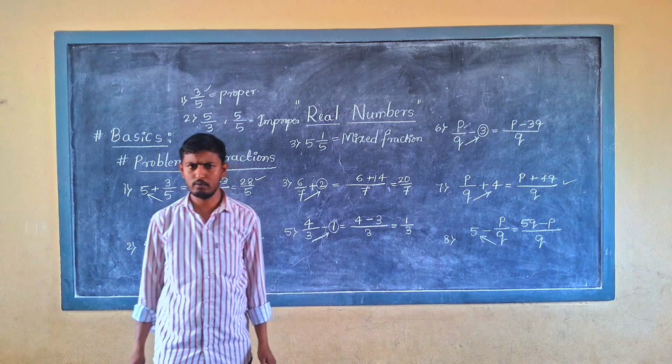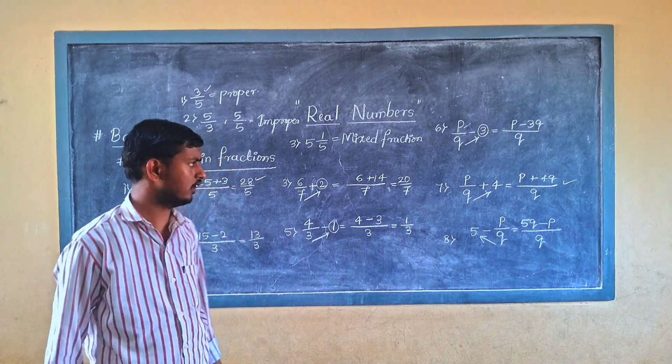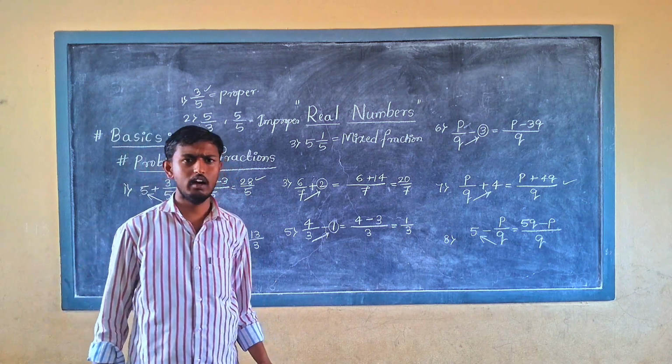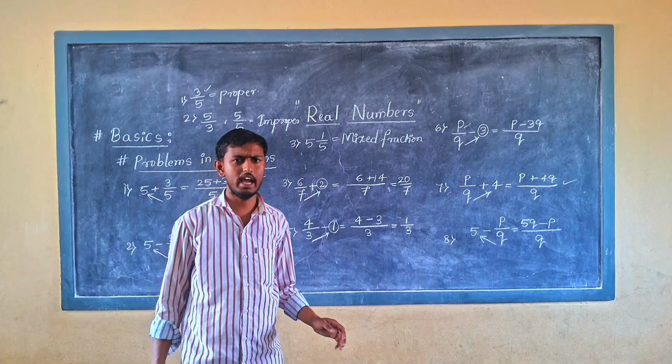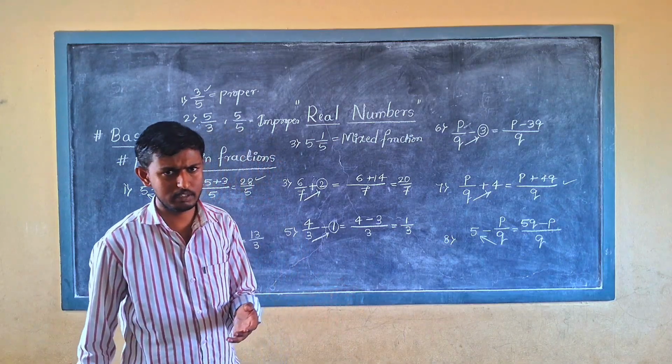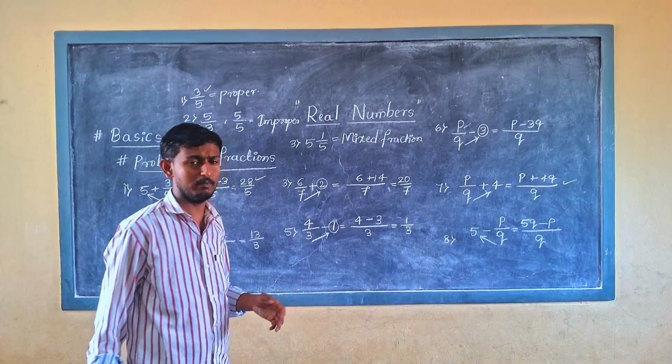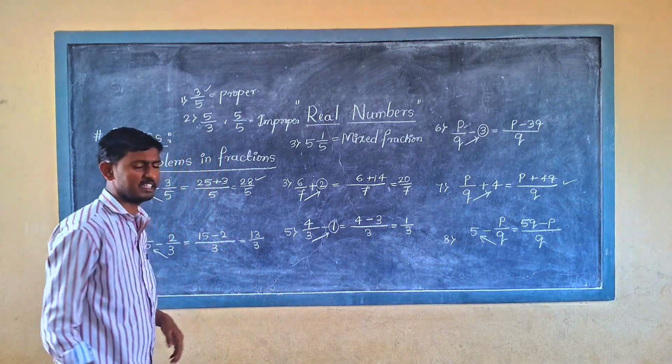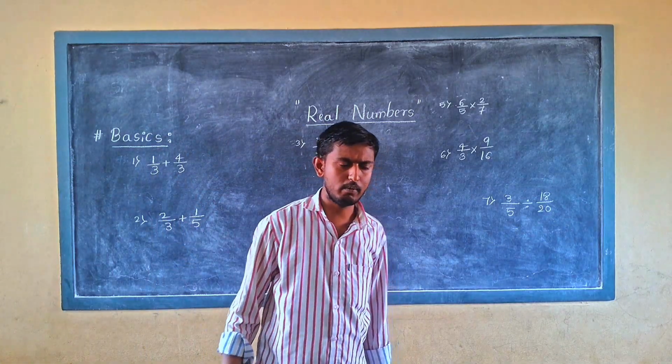These types of problems are very important while proving a number to be an irrational number. In the first chapter, these problems are very important. These are all basic. Other fractional problems.